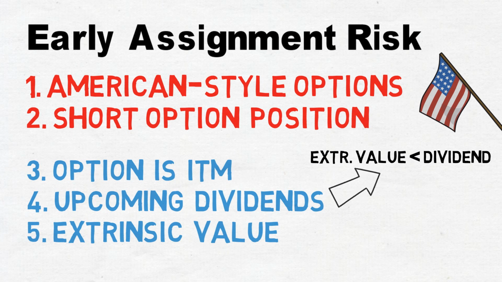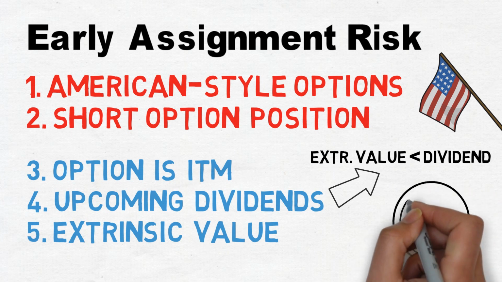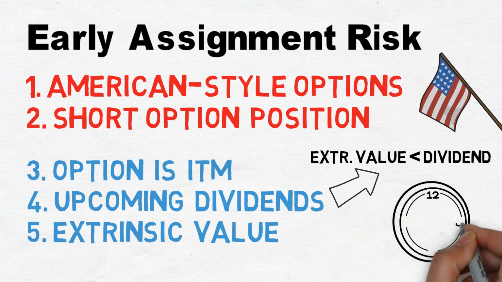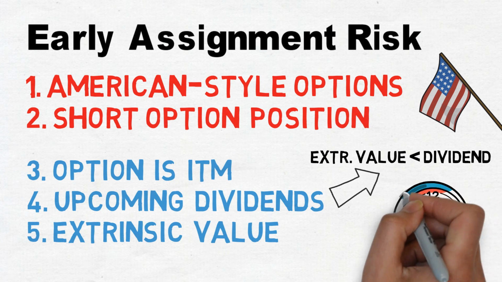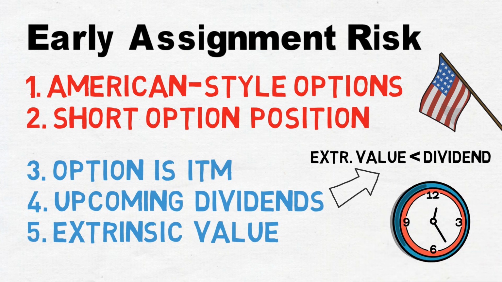Otherwise, keep an eye on the extrinsic value of your option. If the option has extrinsic value left, it doesn't make sense for the option buyer to exercise their option because they would achieve a higher profit if they just sold the option and then bought or sold shares of the underlying asset. The less time an option has left, the lower its extrinsic value becomes.